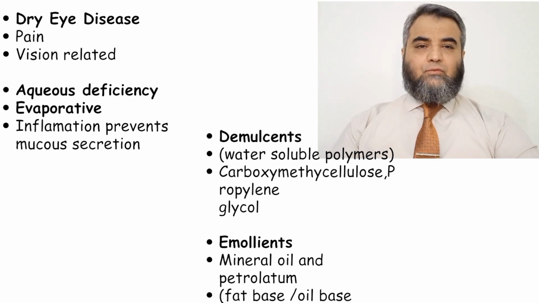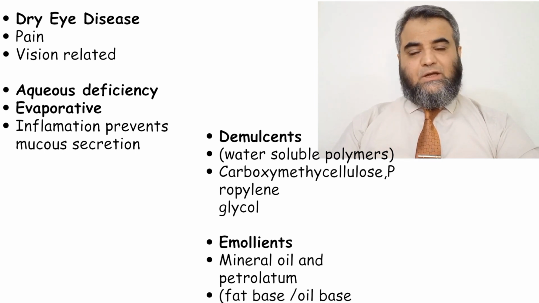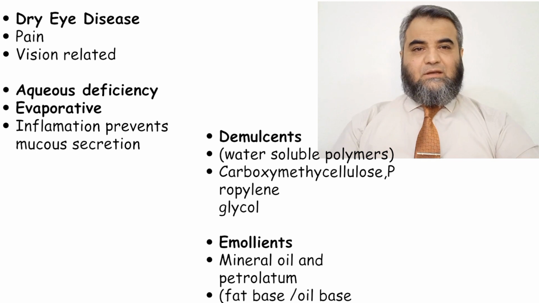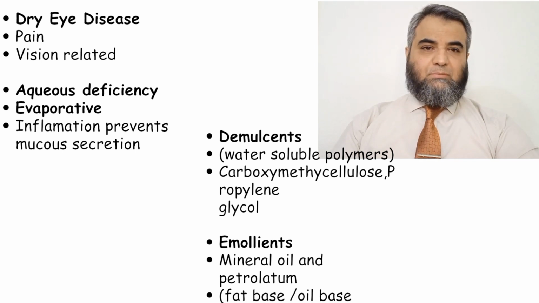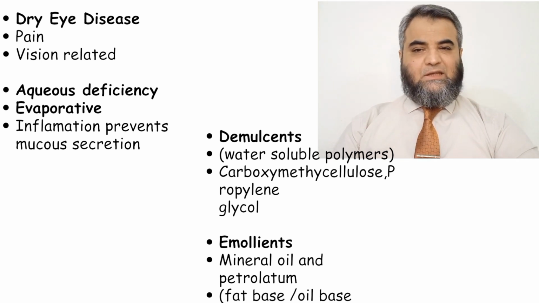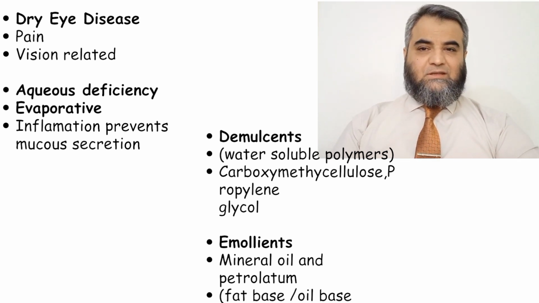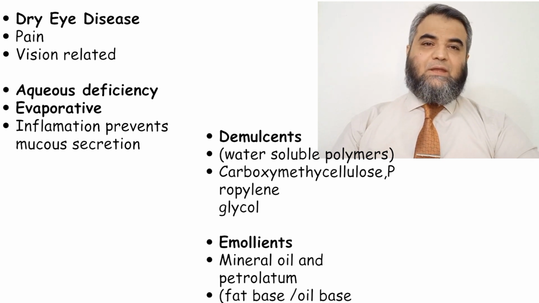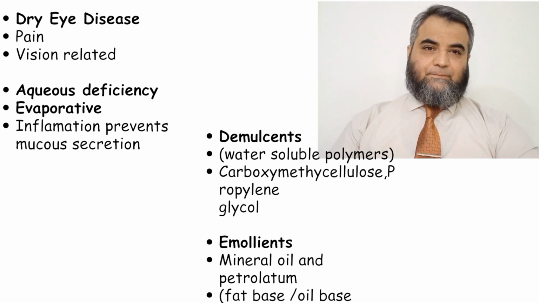And then we can go for artificial tears. It comes in two categories. One is demulcents. These are water-soluble polymers, and one example is carboxymethyl cellulose eye drops and propylene glycol. Yes, these are basically there to cover up the aqueous deficiency.